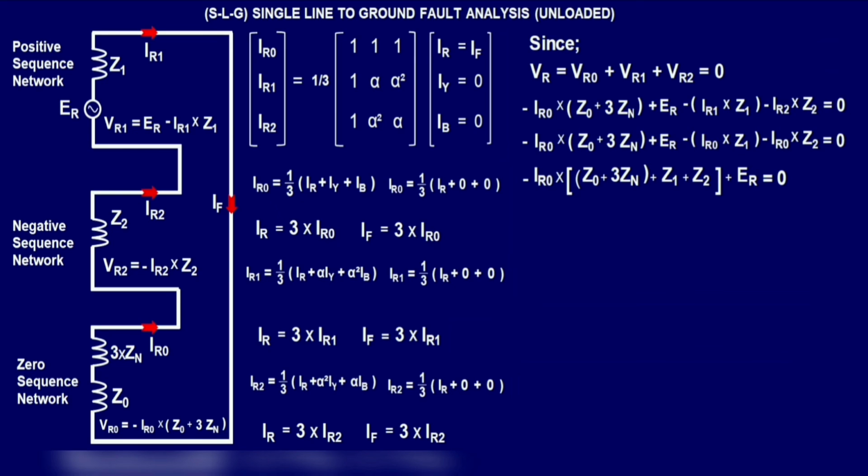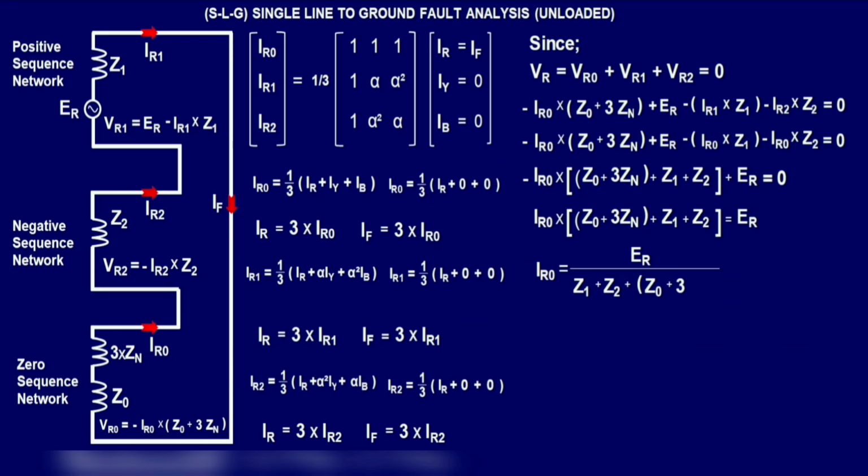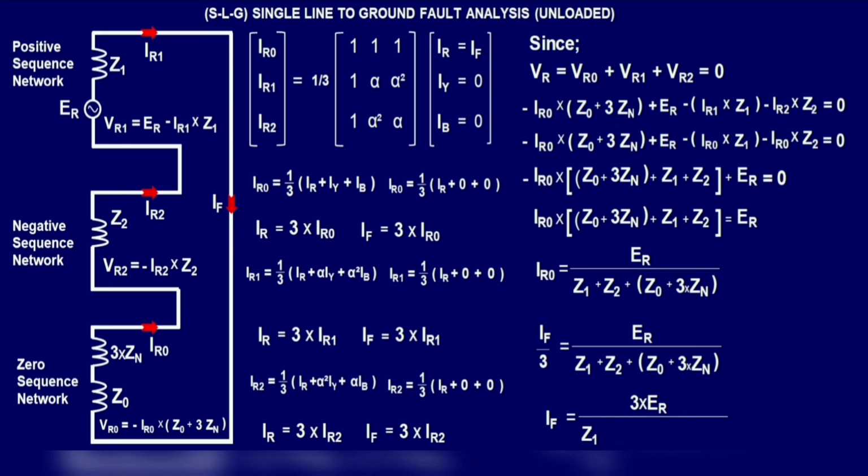Let us transform and simplify the equation. The value of IR0 equals ER divided by Z1 plus Z2 plus Z0 plus 3 times Zn. Since fault current IF is equal to 3 times IR0, IF divided by 3 equals ER divided by Z1 plus Z2 plus Z0 plus 3Zn. Then simplify and transpose: the fault current IF equals 3 times ER divided by Z1 plus Z2 plus Z0 plus 3 times Zn.